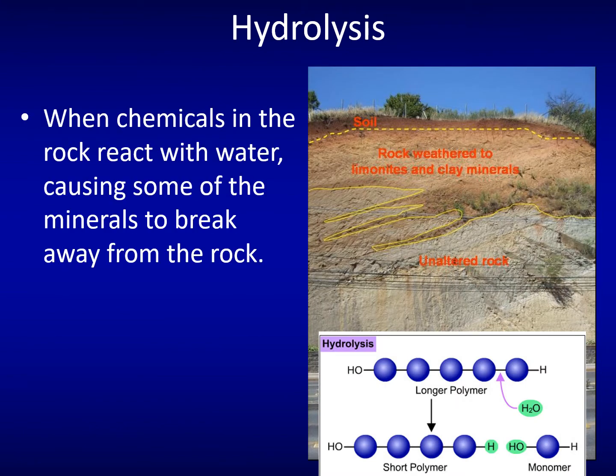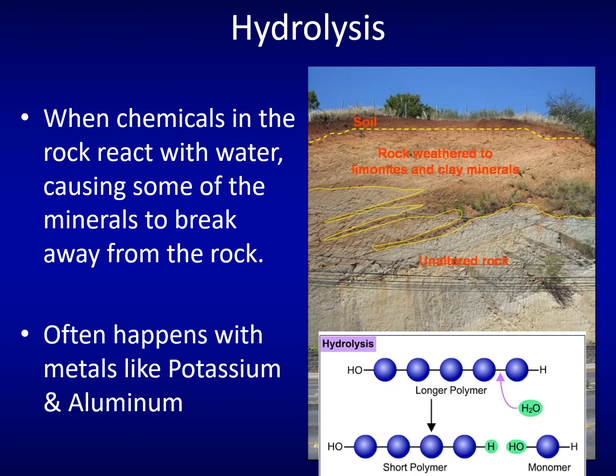Hydrolysis is another type of chemical weathering in which chemicals in the rock react with water, causing some of the minerals to break away from the rock and form new minerals altogether. Rocks that are rich in potassium and aluminum will react with water to produce different forms of clay, and thus breaking the rock down chemically.